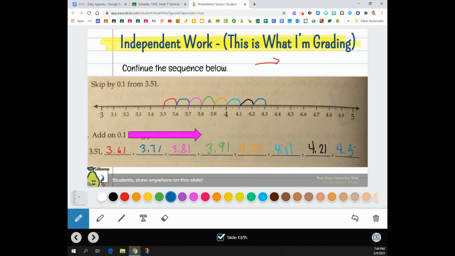So making sure you're following that pattern. 5, 1, 6, 1, 7, 1, 8, 1, 9, 1. There's no 10. It jumps one more over into the ones place. And then we kind of start over at 0, 1. 1, 1, 2, 1, 3, 1. Pay attention to your patterns.